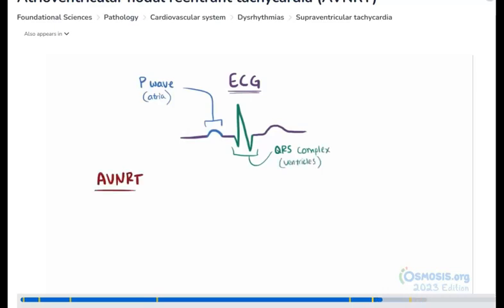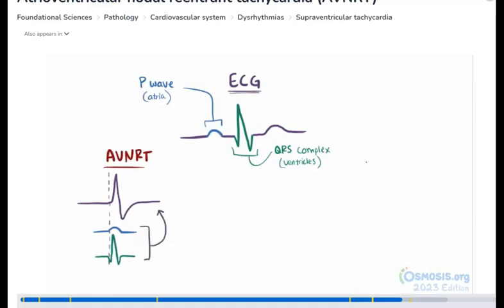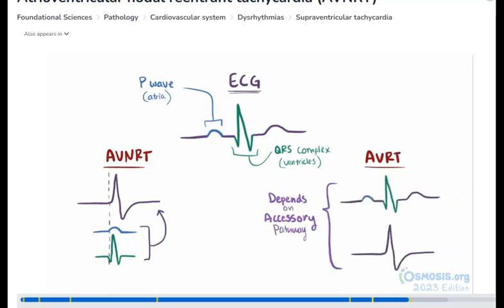On an ECG with AVNRT, the P wave might not be visible, since the signal is getting to the atria and the ventricles at almost the same time. So the P wave starts essentially where the QRS starts, and when you add them together, the P wave can get buried under the QRS complex. With AVRT, the P waves might or might not be buried, depending on where the accessory pathway is located.